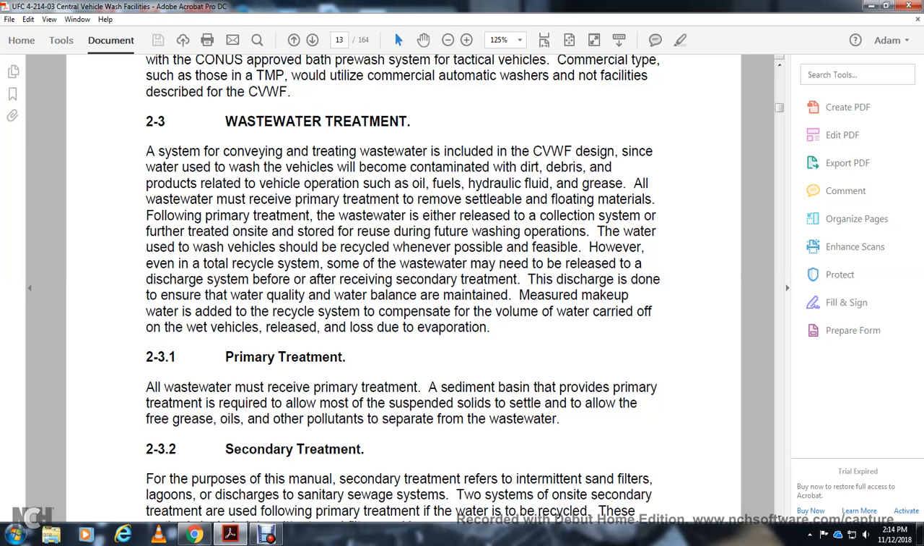2-3-1 Primary treatment. All wastewater must receive primary treatment. A sediment basin provides the primary treatment. The requirement is to allow most of the suspended solids to settle, and to allow grease, oil and other pollutants to separate from the wastewater.